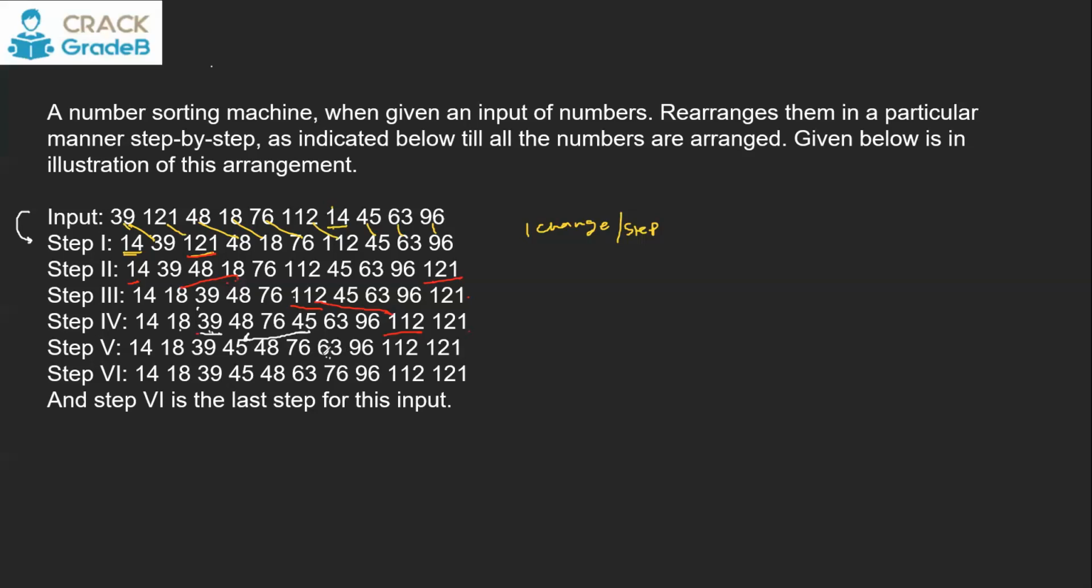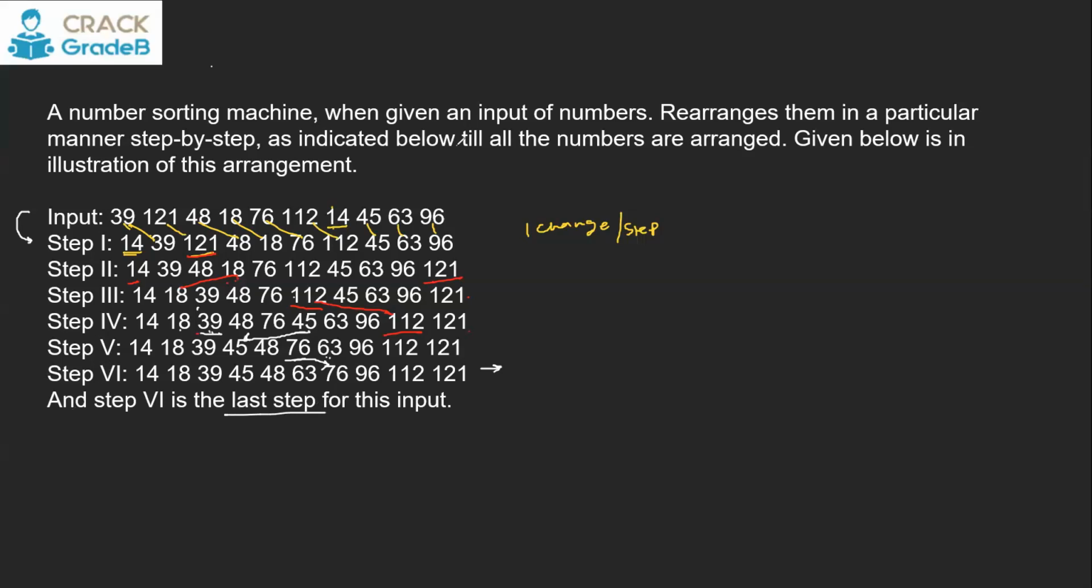And now in this step, the fourth biggest number is 76. So 76 will go here. And now, as you can observe, all the numbers are arranged in ascending order. So no extra step will be required. And hence, this is called the last step.